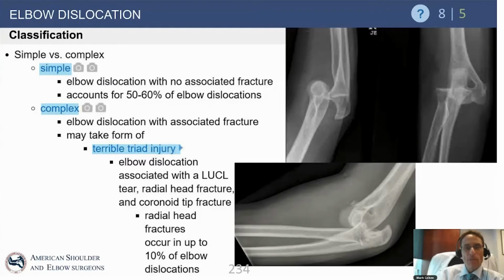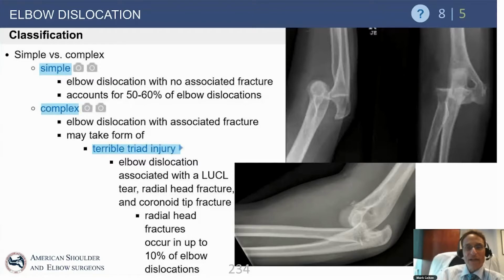A simple elbow dislocation, by definition, is an elbow dislocation that occurs without a significant bony injury that in and of itself would lend to instability of the elbow. We're talking about most commonly radial head fractures and coronoid fractures. What do you need for a coronoid fracture to be complex? You need a type 2, a fracture involving down to 50% of the coronoid, which is quite uncommon.